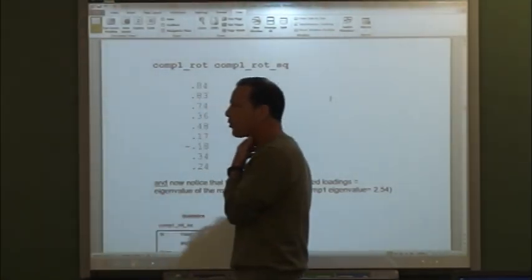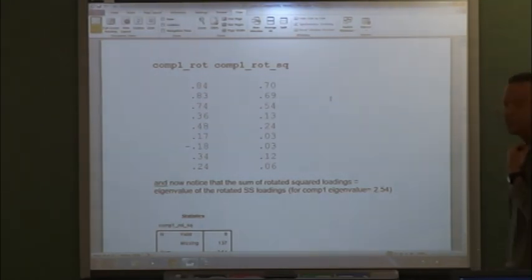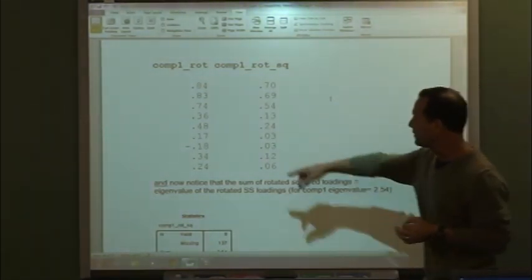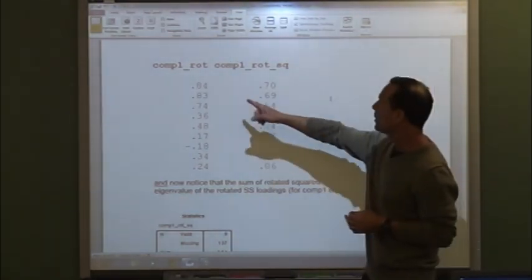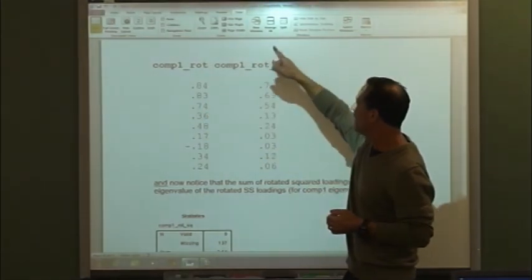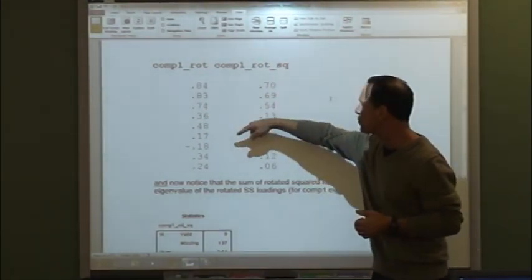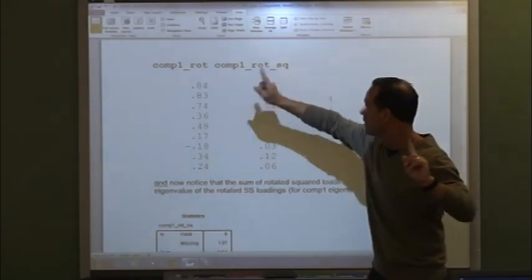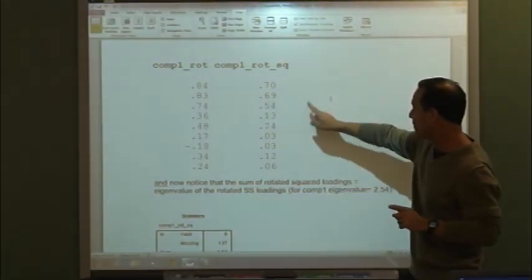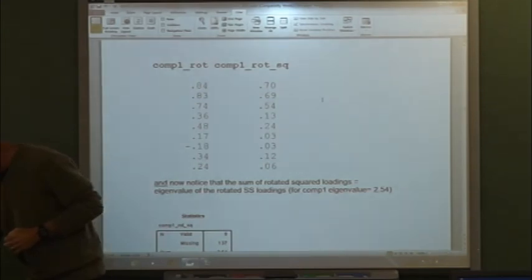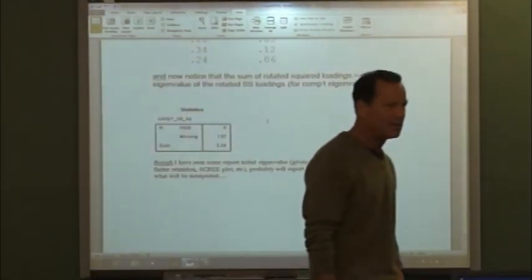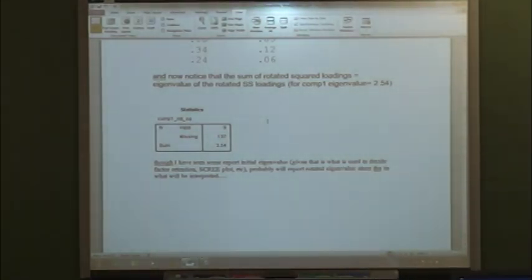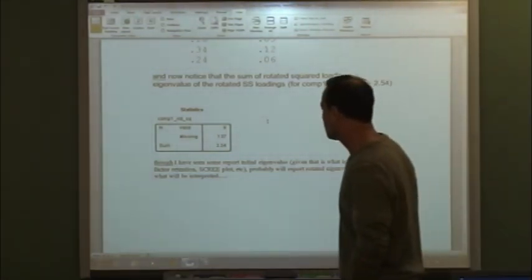Now, what if I took the rotated results? You see, they're a little bit more internal. So if I took the rotated matrices, this is the rotated first component, and then square it. 0.84 squared is 0.7. That's the first item in the exercise. If I sum these up, everybody, if I sum the rotated, I get 2.54, which guess what? Is your rotated eigenvalue. Is your rotated one. So that's where they come from, everybody. You rotate them, and then you get the eigenvalue.